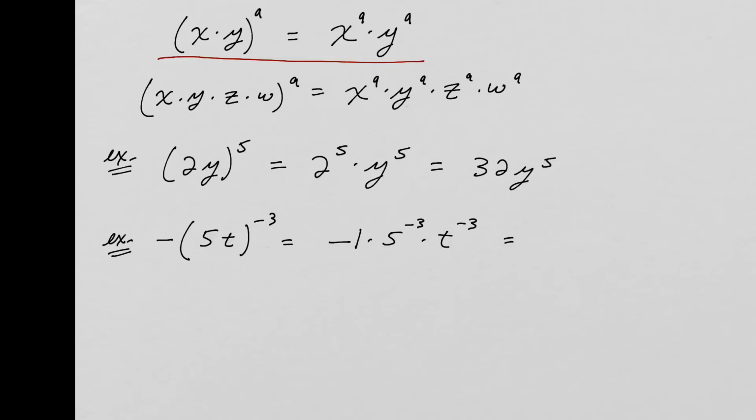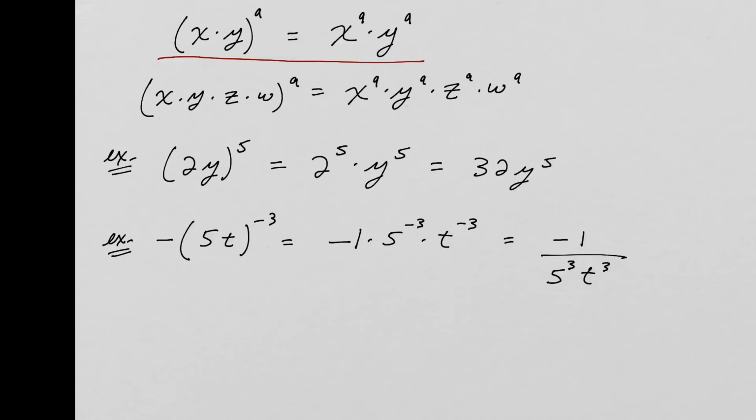So the negative 1 will stay. I'll just leave that in the numerator. And then in the denominator, I'm going to get 5, but because I'm bringing it down, this has to change to a positive 3. And then in t, same thing. It'll change to a positive 3. So that would be the answer.